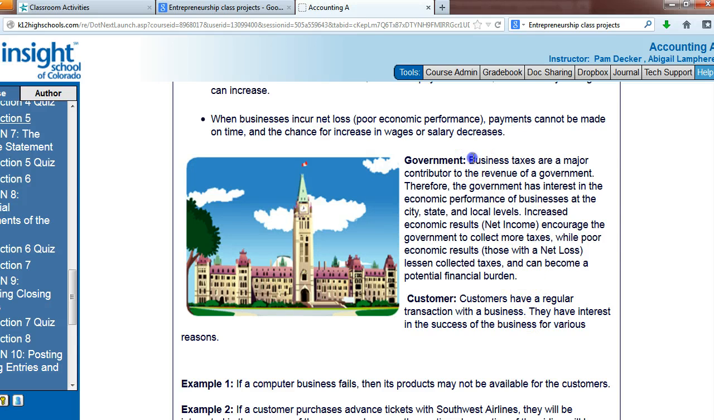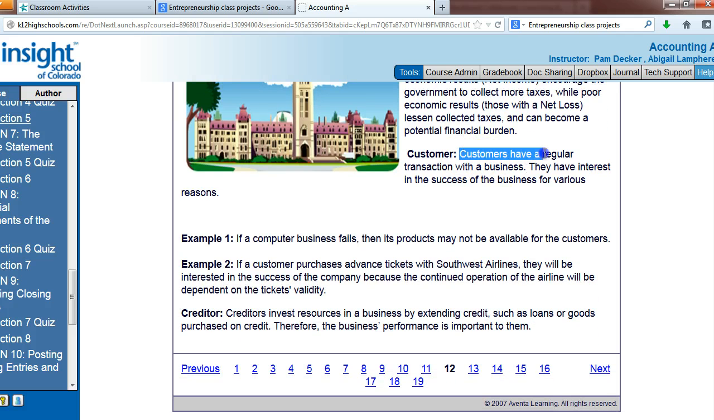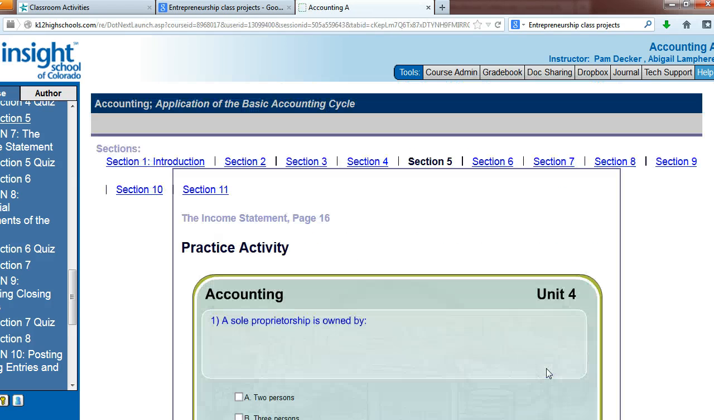The government's going to want to know your income statement because they want to make sure they're taxing you correctly. Customers are going to want to know that your business is indeed successful. For instance, if they order something, they don't want your company to close down before they get that order. That's basically what this page is talking about. And finally, creditors, or people that loan money to your business, are going to want to know that you're succeeding as well. Because if they're extending loans, they want to know that they're going to get that loan paid back and that your business is succeeding.